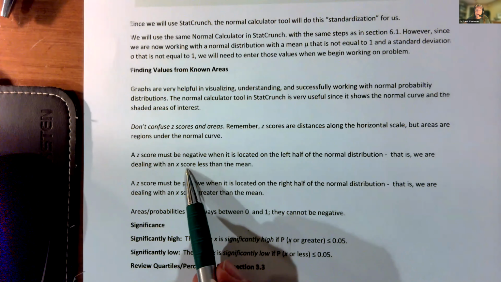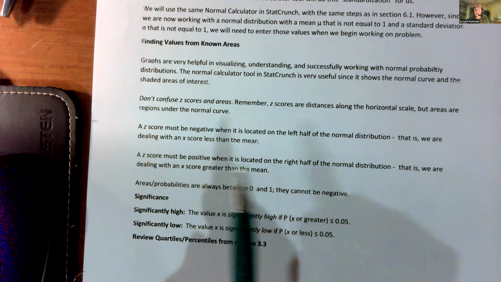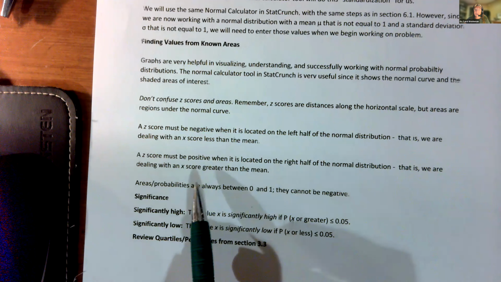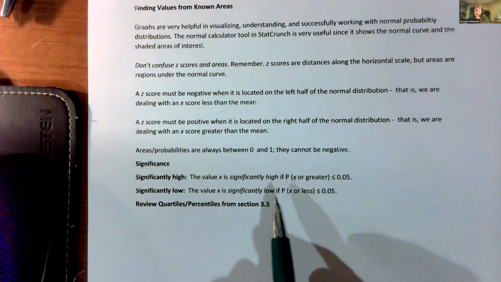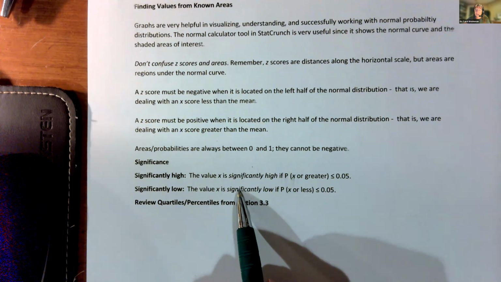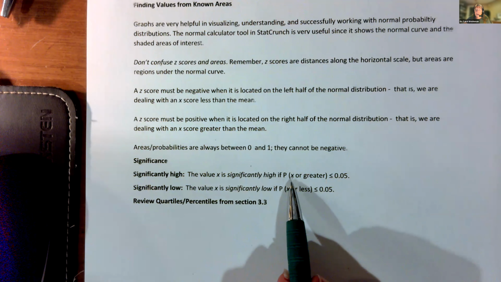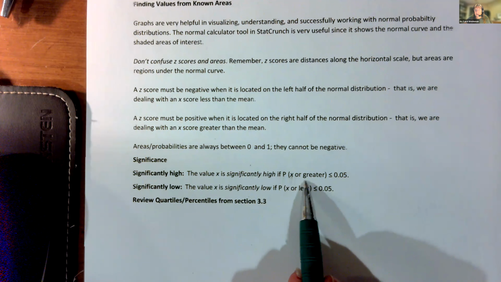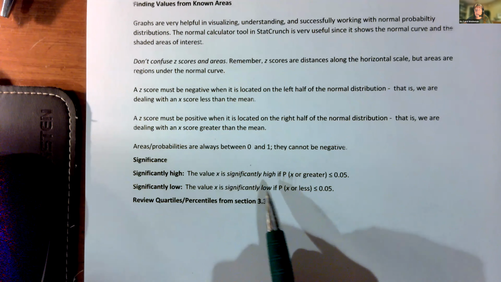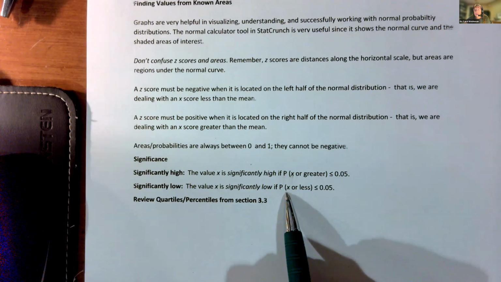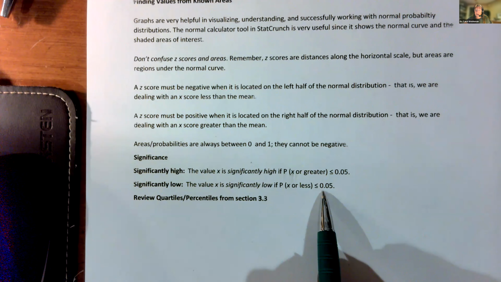That's when the z-score is less than the mean, and a z-score will be positive when it's on the right side. So we're dealing with an x-score greater than the mean. And we're going to use the same criteria for significantly high and significantly low. So the probability of x or greater, if it's less than or equal to 0.05, it's significantly high, just like we just did with the binomials. And significantly low if the probability of x or less is less than or equal to 0.05.